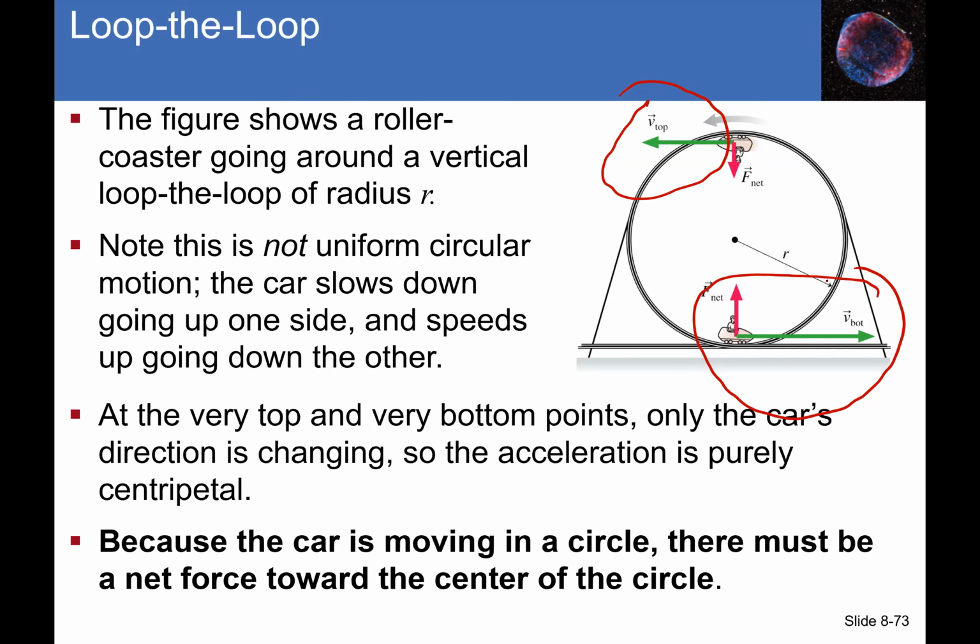So how do we approach a problem like this, or a setup like that? Well, we have to understand that there is still a net centripetal force if the object is going around in a circle, and that is toward the center. And we need to understand that there are right now multiple forces acting in a radial direction. So let's first look at the bottom.